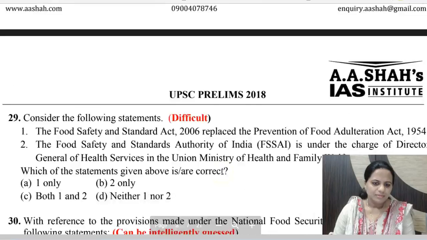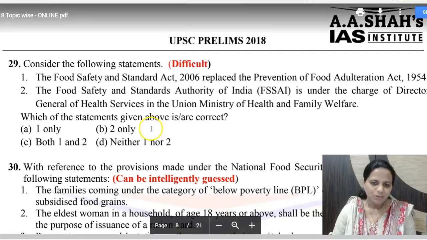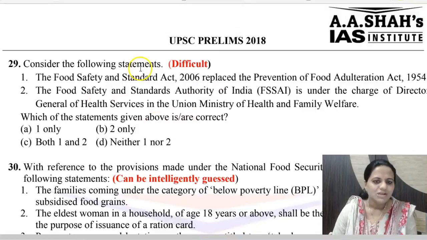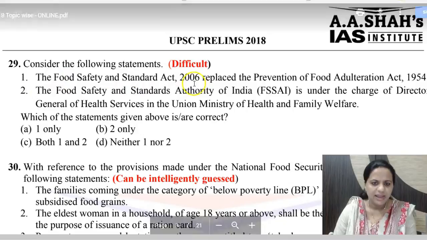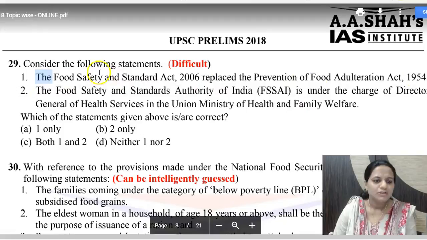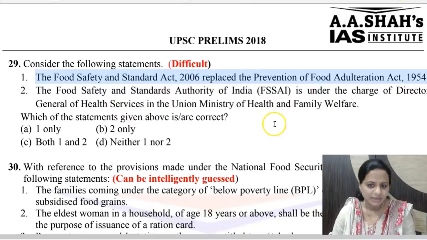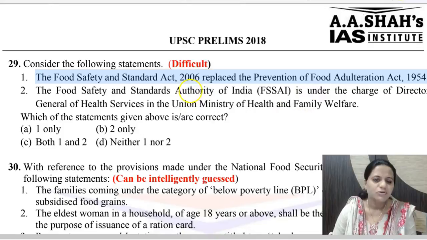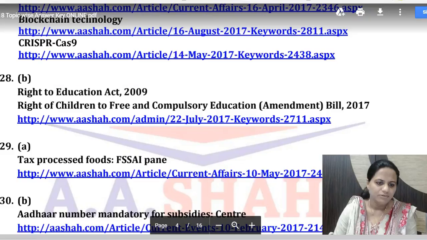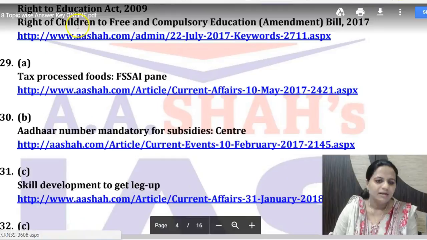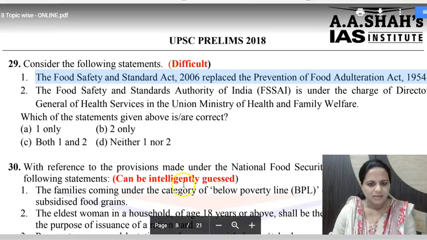Then this is the first difficult question which you may not be able to answer, according to the analysis which I have done. So this has two statements. One is regarding the Food Safety and Standards Act 2006 replacing the Prevention of Food Adulteration Act of 1954. Being sure of this statement is quite difficult. FSSAI has quite often been in news. So it's under the charge of the Director General of Health Services in the Union Ministry. Whether this is correct or incorrect, again, knowing this is difficult. Actually, it's incorrect. So one is correct, two is incorrect. So the correct option here is A, the 29th answer. But then again, you may not be able to give the correct answer here. It's categorized as difficult according to my analysis.